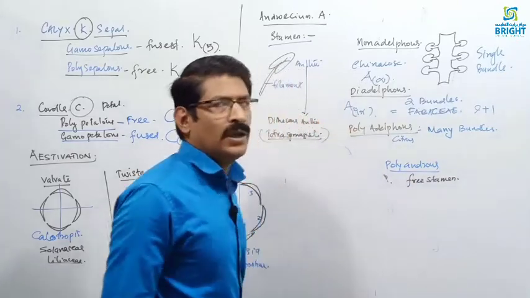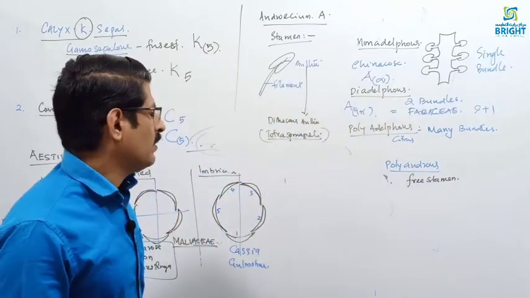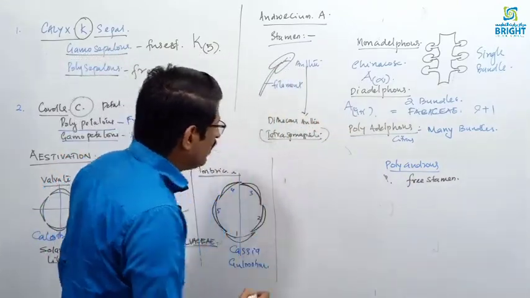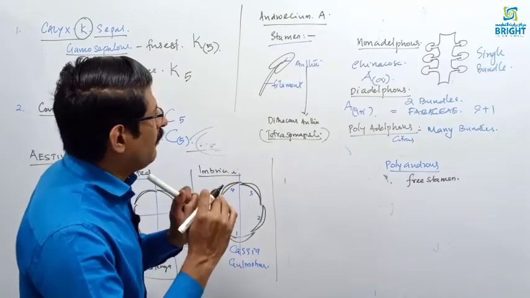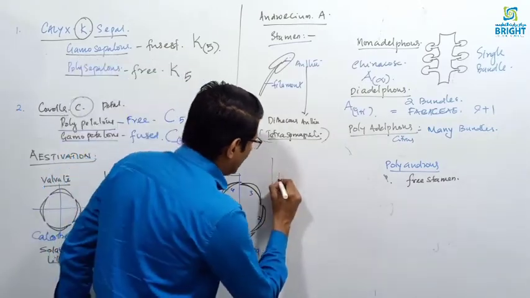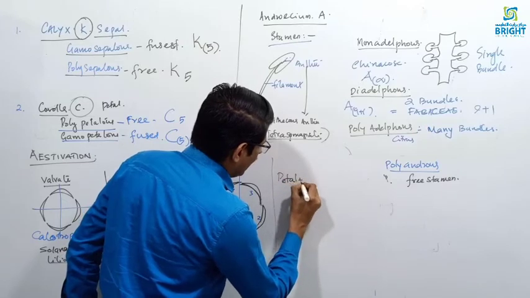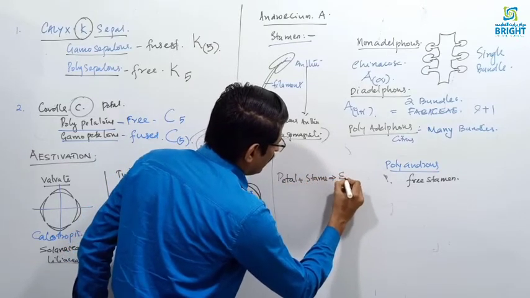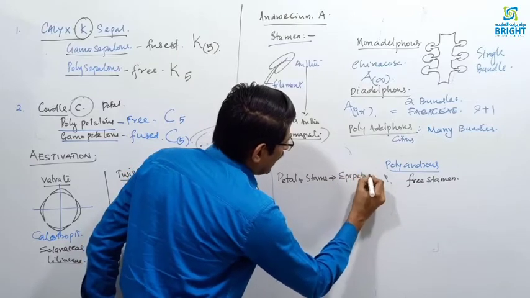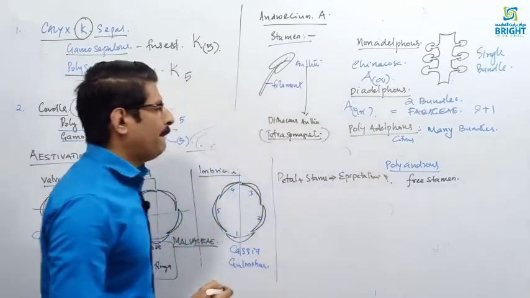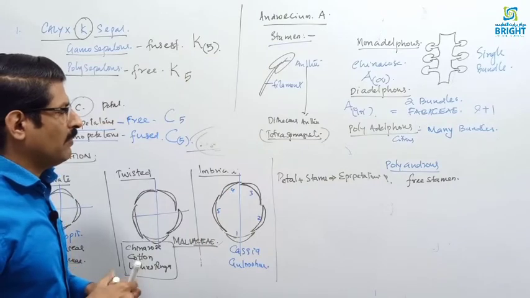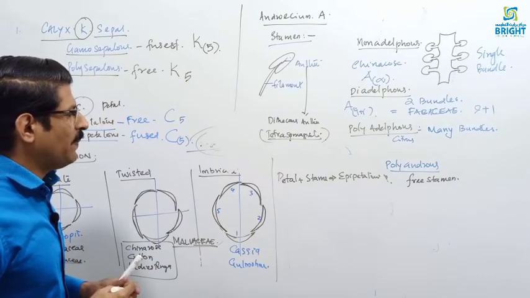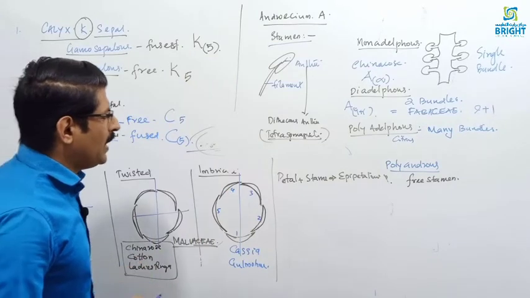When each stamen is free, it is called polyandrous. And when the filament of the stamens is fused with the petal, it is called epipetalous. Epipetalous: when the stamens are fused with the petal, it is called epipetalous.